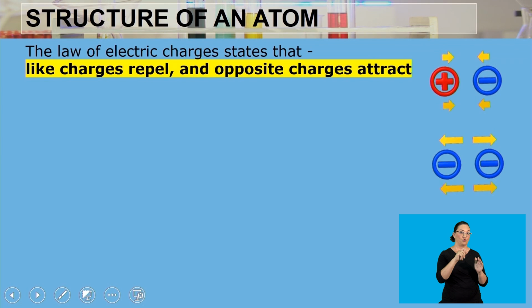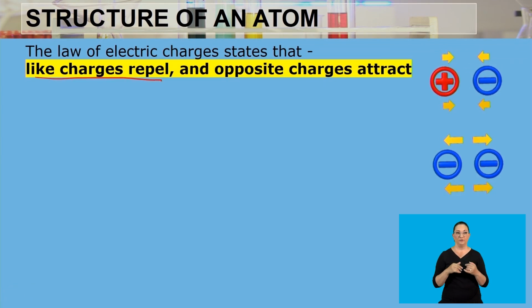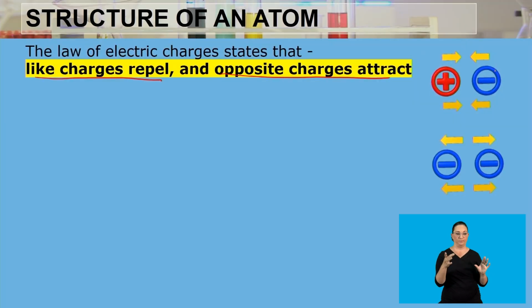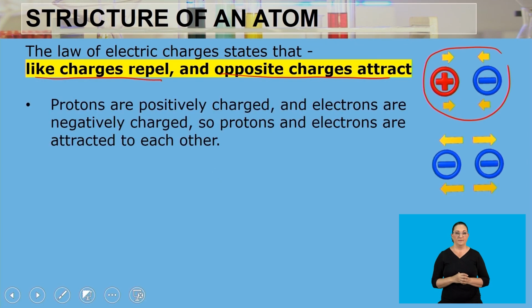Now, the law of electric charges states that like charges repel and opposite charges attract. So an electron and a proton are going to attract each other because they are oppositely charged. An electron is negative and a proton is positive. So they're going to attract each other. That means they're going to be moving towards each other.